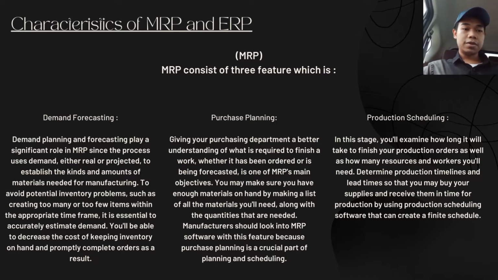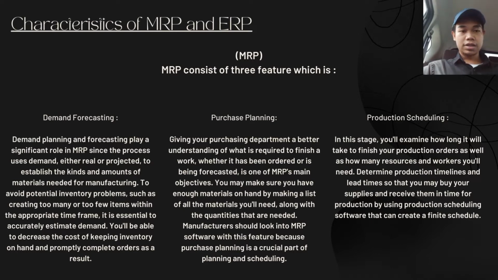Next is purchase planning. Giving your purchasing department a better understanding of what is required to finish a job, whether it has been ordered or is being forecast, is one of MRP's main objectives. You may make sure you have enough material on hand by making a list of all the material you will need, along with the quantities that are needed. Manufacturers should look into MRP software with this feature because purchase planning is a crucial part of planning and scheduling.